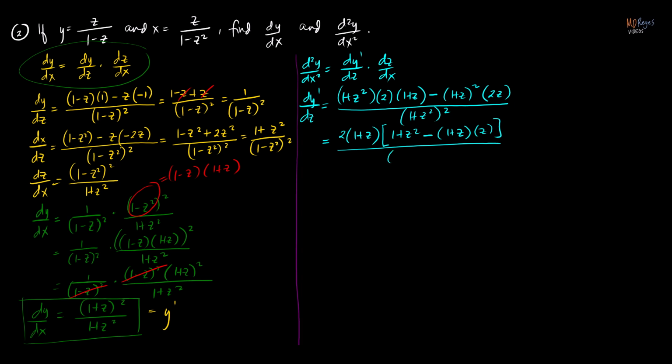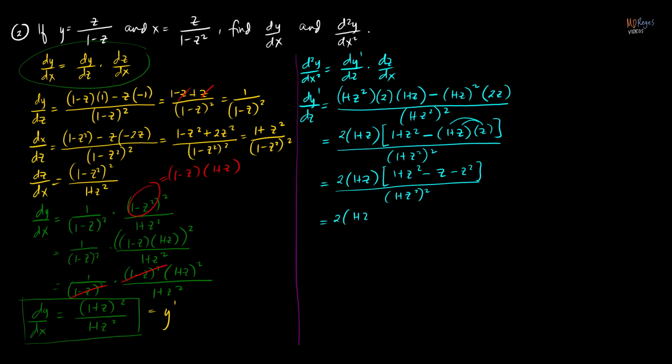Okay, all over the same denominator, 1 plus z squared, quantity squared. Now let's remove the grouping symbols inside the bracket. So 2 times 1 plus z, that's 1 plus z squared minus z upon distribution, minus z squared. Okay, combine like terms in the numerator.